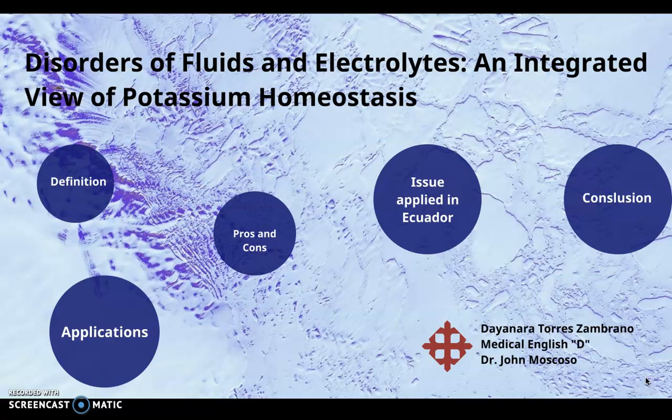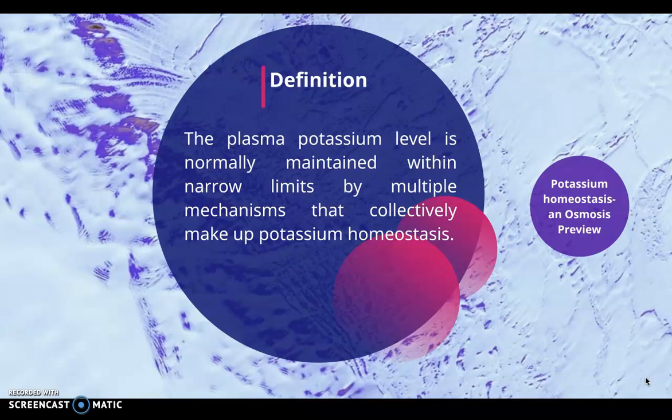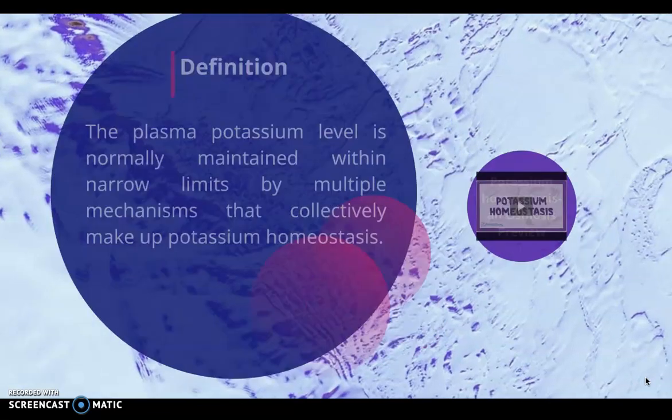Hi, my name is Diana, and I'm going to talk about disorders of fluid and electrolytes and integrate a view of potassium homeostasis. First, we have the definition. The plasma potassium level is normally maintained within narrow limits by multiple mechanisms that collectively make up potassium homeostasis.